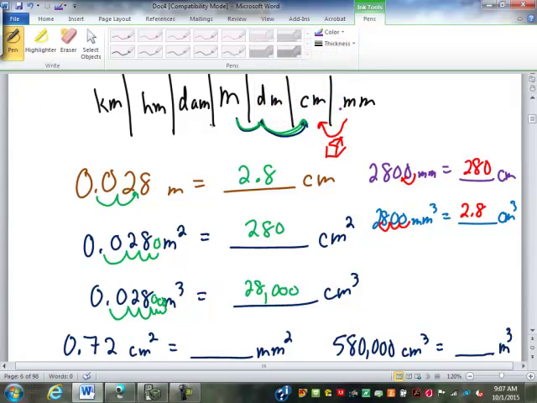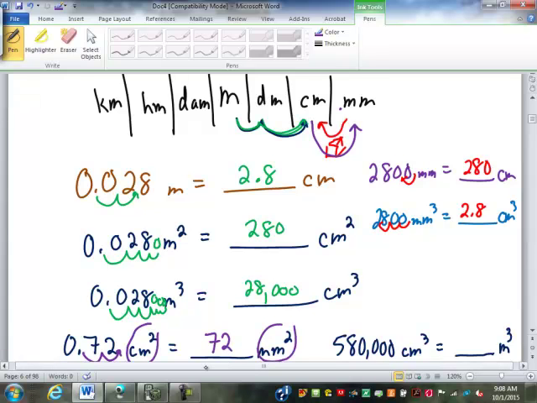So in your notes, try to do those 2 quick. For the first one, centimeters to millimeters is 1 spot to the right on the chart. But it's squared, so each spot on the chart is how many decimal places? 2. So we've got to move 2 spots to the right. 1 spot to the right times 2 is 2 spots to the right. That is 72 square millimeters.